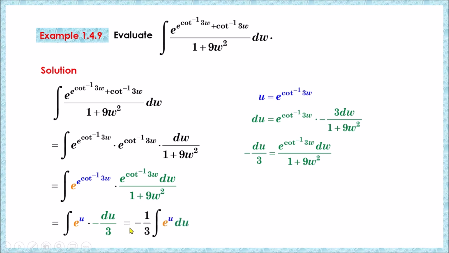And this integral is equal to negative 1/3 integral of e to the u du. And integral of e to the u du is equal to e to the u plus c. So hence we have negative 1/3 e to the u plus c. But u is equal to e to the cotangent inverse of 3w. Hence we have negative 1/3 e to the cotangent inverse 3w plus c.